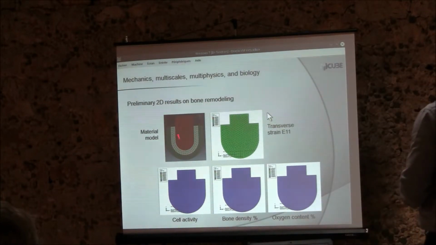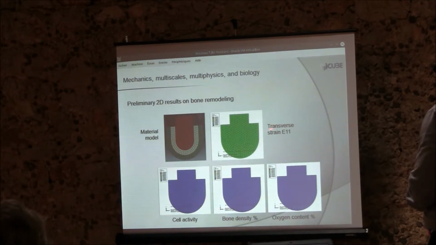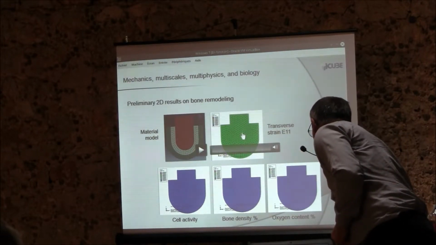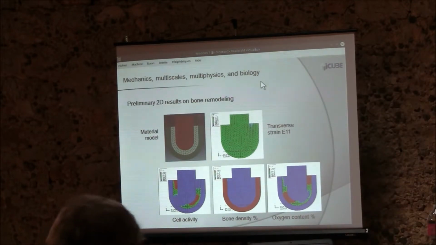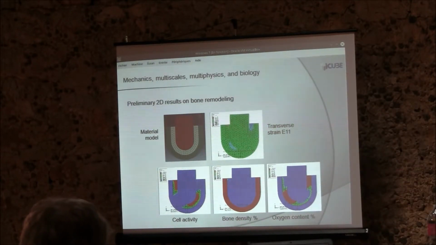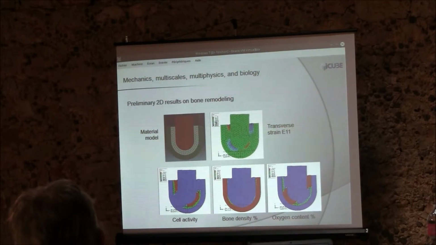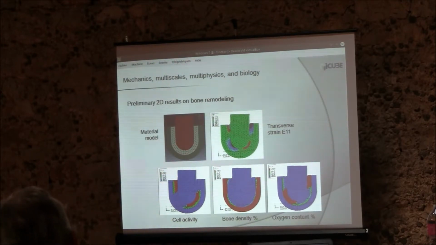So we have a simple geometry. Here is the tooth, here you have the ligament, and on the external side you have the bone. On the figure at the top you will see the strains through the geometry. Here you will see the cell activity inside the ligament. On the right side you have the oxygen content, and you will see the bone density evolution as a function of time in the center. Hopefully it works. So of course it's a rough model for the time being, but we see that we are able to model the bone density evolution.